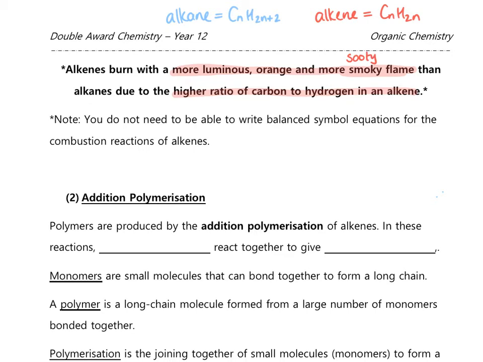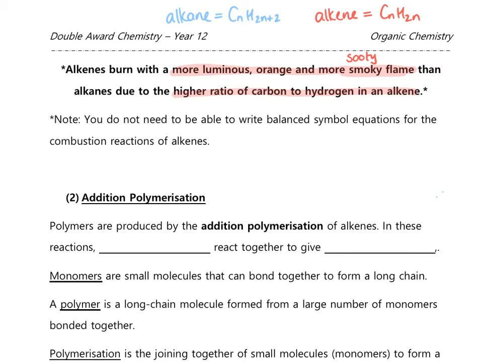So essentially if we were to burn an alkane and an alkene beside each other, you would see more smoke coming up off an alkene. You would see a brighter, more orange flame with an alkene than with an alkane. So they could ask you that in an exam. How would an alkene burn compared to an alkane? So alkane would be like a cleaner flame. Alkenes burn with a more luminous, in other words brighter, orange and more smoky or sooty flame than alkanes. So make sure you learn that.